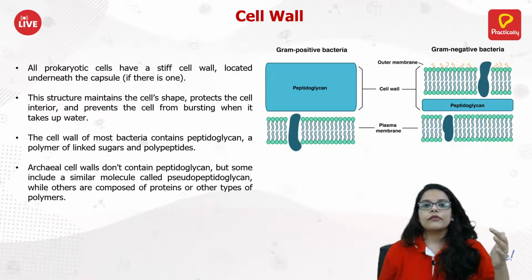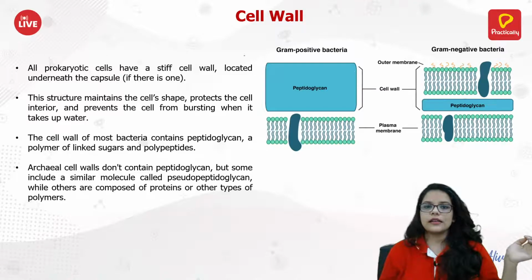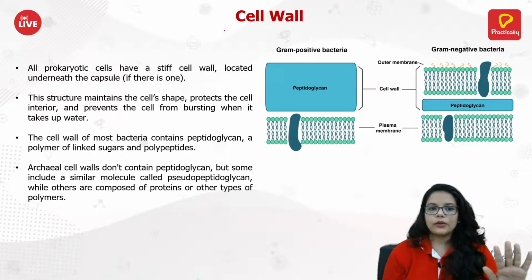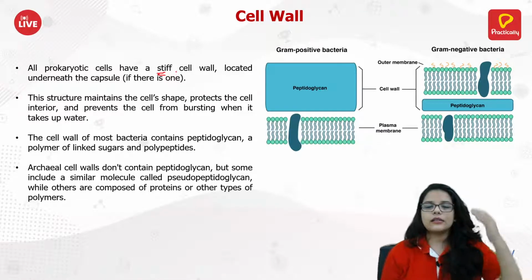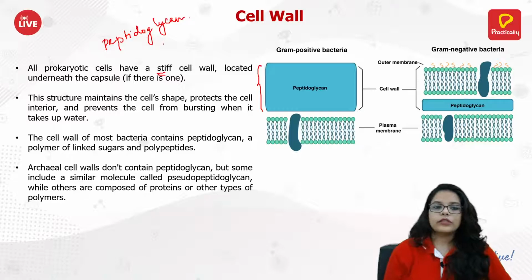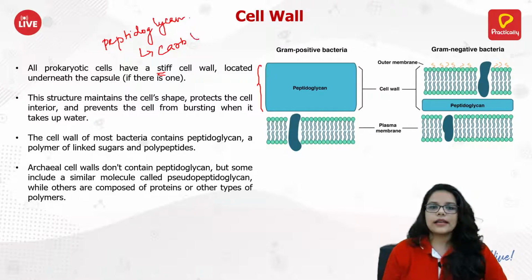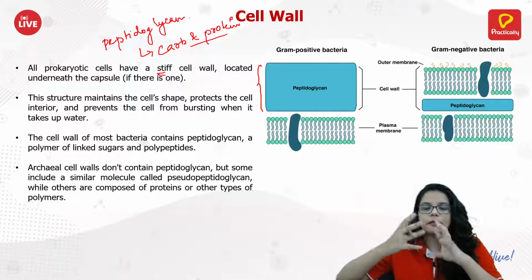Now comes the cell wall. What we are doing is going inside from the outer part. So the second barrier which you see in a prokaryotic cell is the cell wall. This is quite stiff in nature and it is located just underneath the capsule. And what is it made up of? It is basically made up of peptidoglycan. What is that? It is a mixture of carbohydrates and proteins. So it is a carbohydrate and protein based layer.